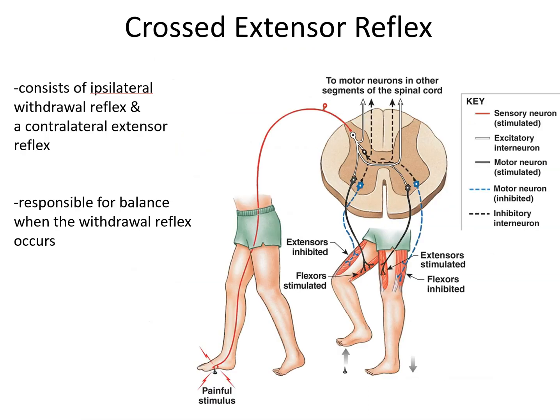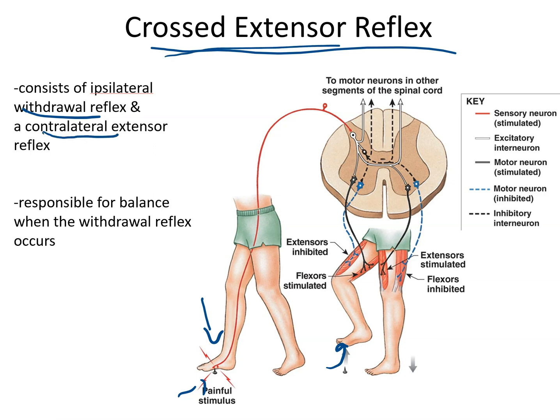We're going to go with stepping on something for the last one, the crossed extensor. And so this is typically when you're walking and you step on something. And so it has two parts. It has a withdrawal reflex. So you step on something, in this case with the right foot, you're going to pull the right foot away from what you stepped on. But it also has a crossed extensor. So it has a contralateral extensor. So what that means is the muscles on the opposite side of the body are going to contract. So it has an ipsilateral withdrawal reflex and a contralateral extensor reflex.